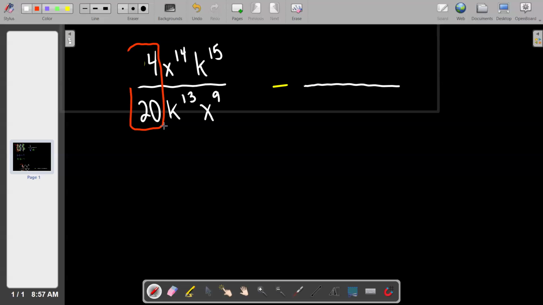And then when I reduce the 4 and the 20, they can both be divided by 4. 4 divided by 4 is 1 and 20 divided by 4 is 5. So my answer is going to have a 1 that could get erased in a bit if I don't need it, but it needs to be there for now, and a 5. Still good? And now all you got to know how to do from here is subtract.